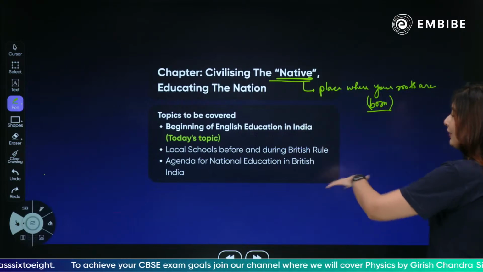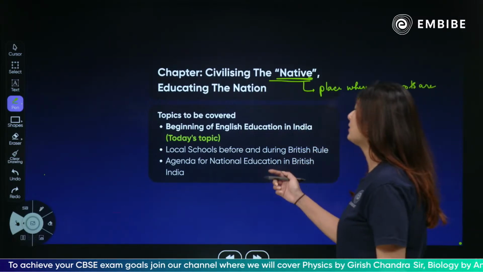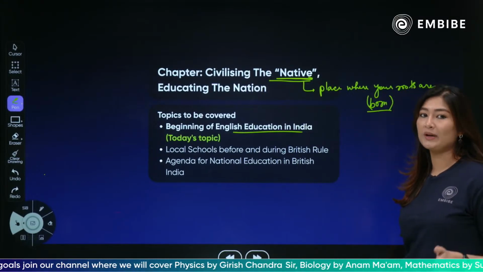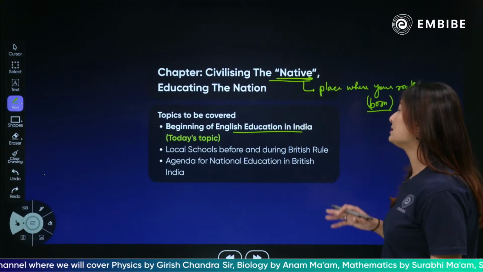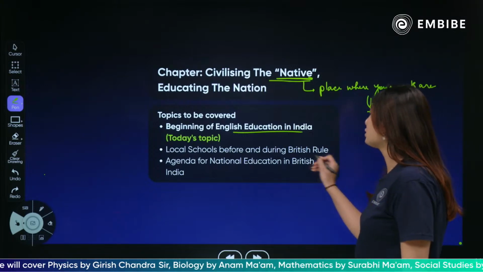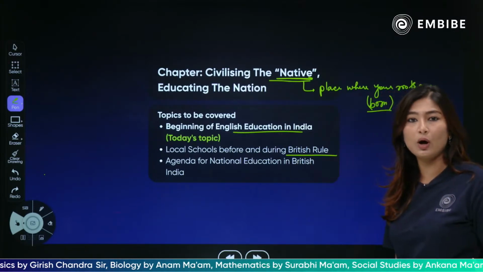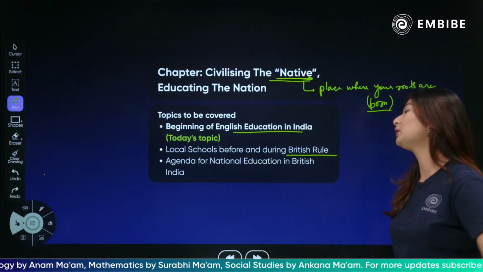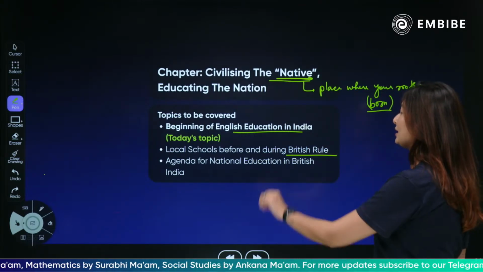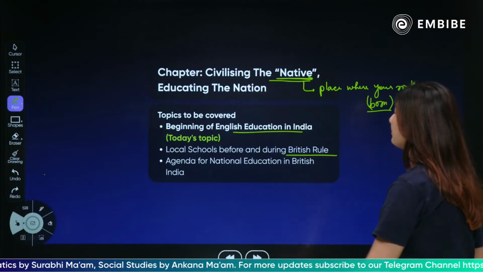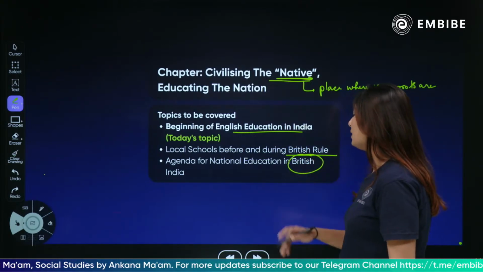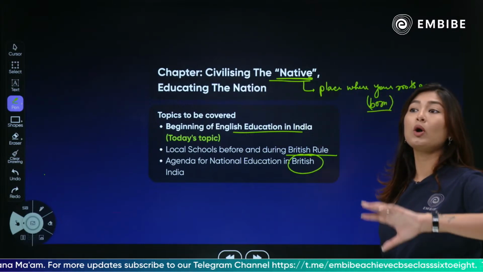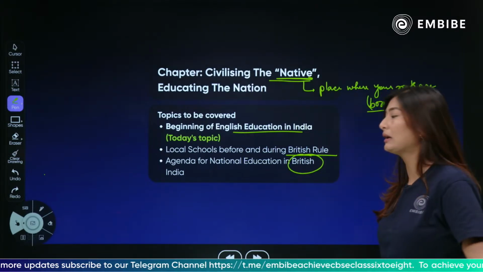So this chapter has been divided into the following topics, beginning with the beginning of English education in India, the very first one, which is going to be our topic for today. Then we have local schools before and during the British rule, which means how did it transform, what was the scenario before the British rule, and how did it change after the Britishers came in, and then what was the agenda of the national education in British India. Okay, so why were people teaching the Indians? How were they teaching the Indians? What did they want to bring out as a result and outcome?